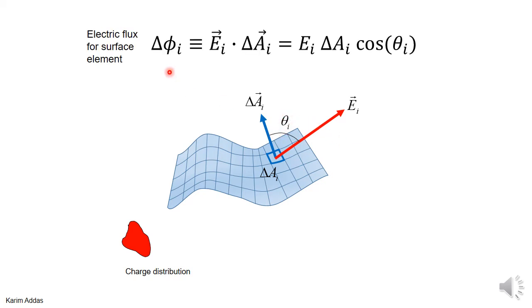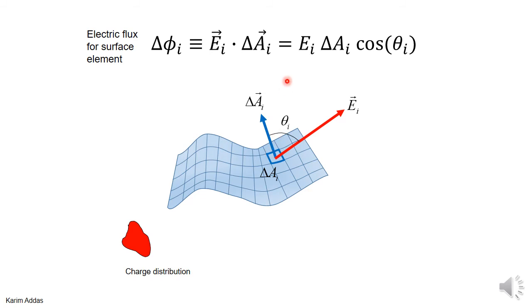Now, electric flux delta phi for a particular element of area is defined to be the electric field at that element of area dotted into the area vector. And of course, the dot product between two vectors is just the magnitude of the first, the magnitude of the second, times cosine of the angle between them. So this is a quantity, it's a number. The dot product between two vectors is just a number. So it's a number, and it's called the electric flux.